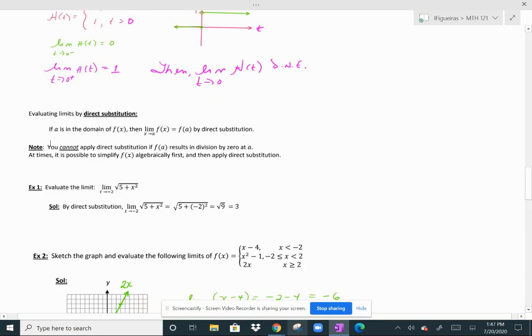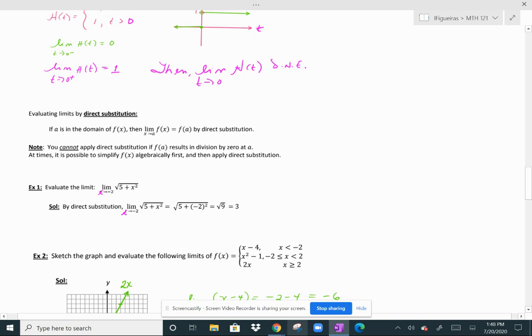So let's look at some examples. So here we have the limit as x approaches, this should be an x, not a t. We need the same variable throughout. So as x approaches -2 of the square root of 5 plus x squared.